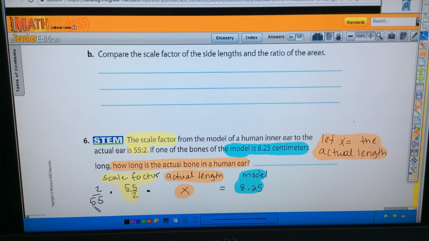Okay, so let's see here. These two cancel out, right? What you do to one side, you have to do to the other. 2 over 55. I want to be consistent. If this is a fraction, I want this to also be a fraction. So what do I put under it to make it a fraction? You're going to put a 1 under it. Okay, I'm going to let you guys finish it from here.